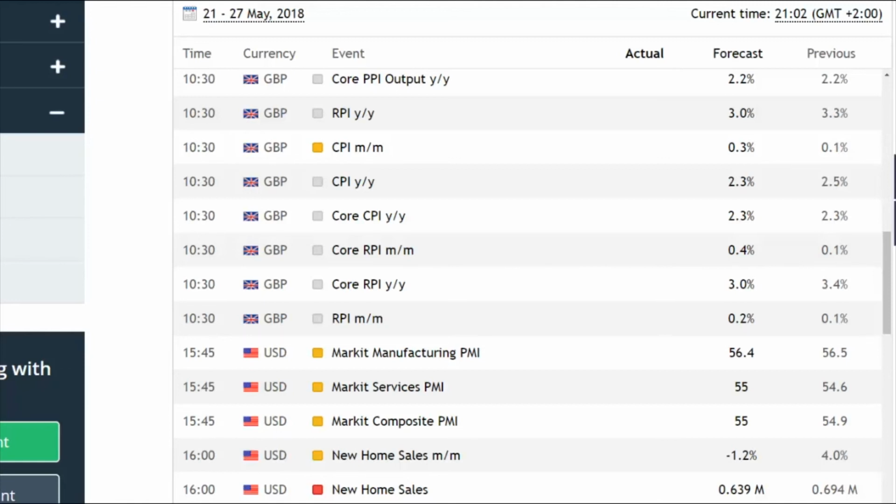Now, it's quite possible, and it does happen sometimes, that the RPI and CPI data will contradict each other, or one will be in line while the other doesn't match expectations. This leads to a bit of market volatility around this release as traders price in which of the readings to use as a guide.